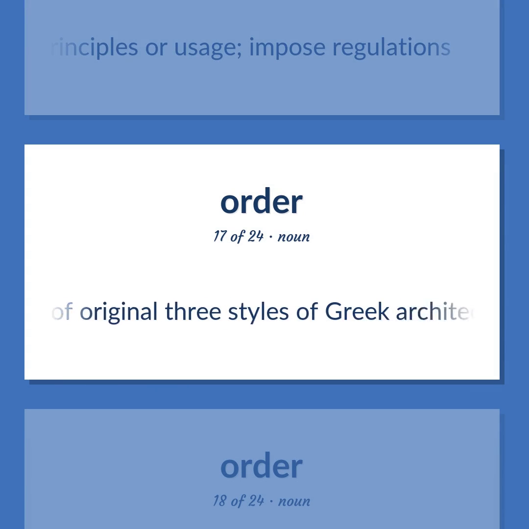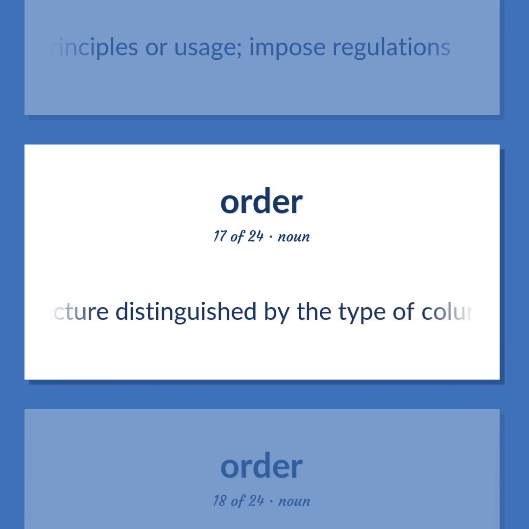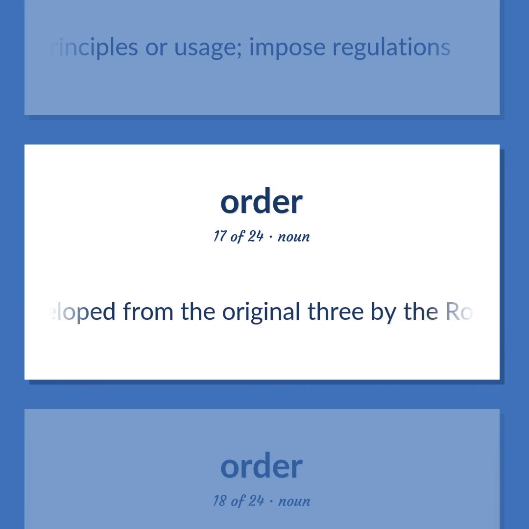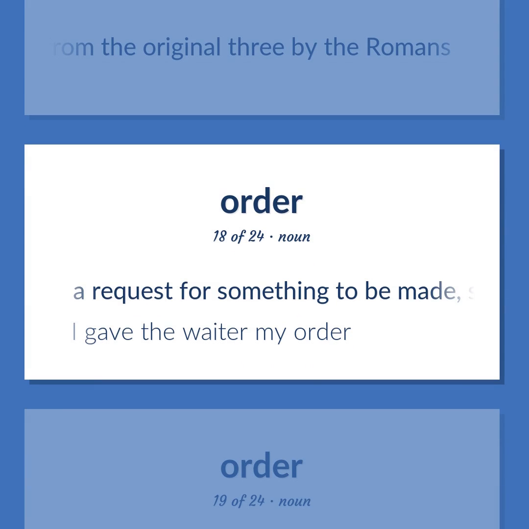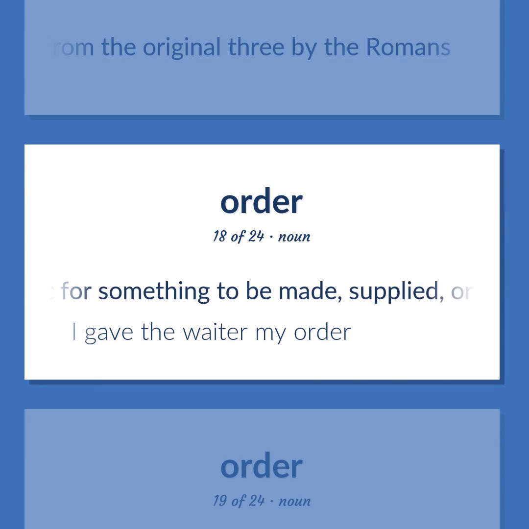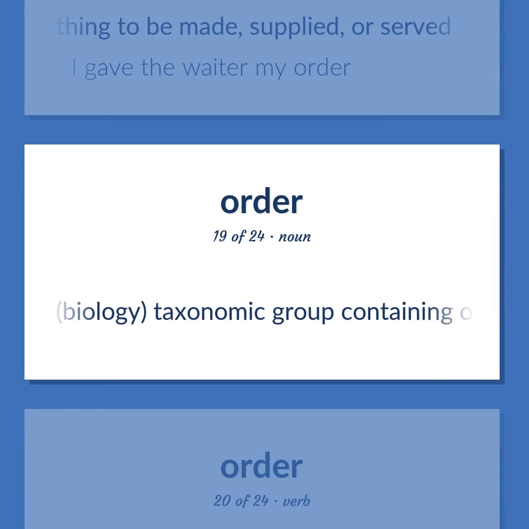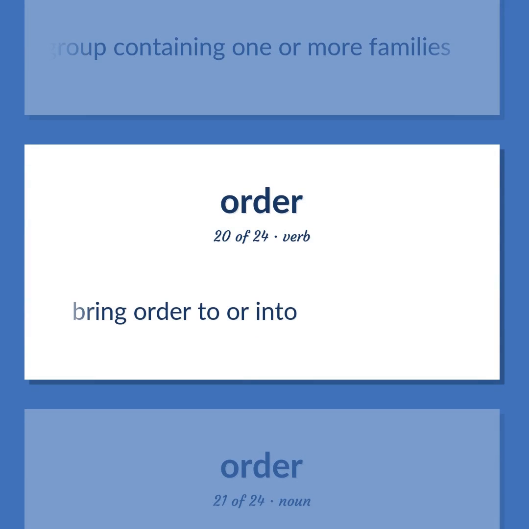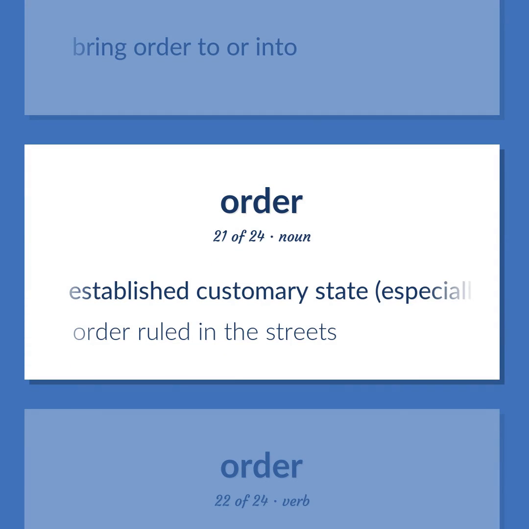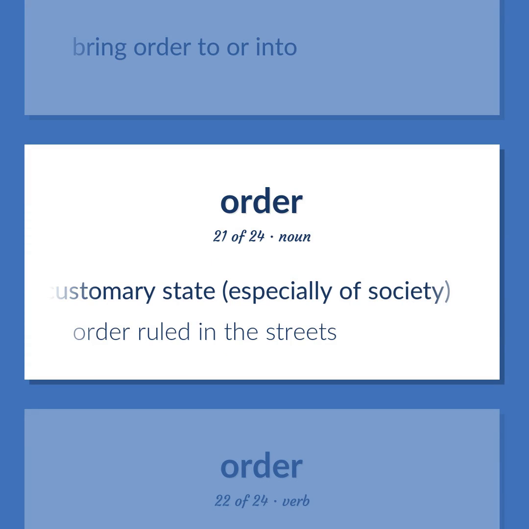Architecture. One of the original three styles of Greek architecture distinguished by the type of column and entablature used, or a style developed from the original three by the Romans. A request for something to be made, supplied, or served. I gave the waiter my order. Biology. Taxonomic group containing one or more families. Bring order to or into. Established customary state, especially of society. Order ruled in the streets.